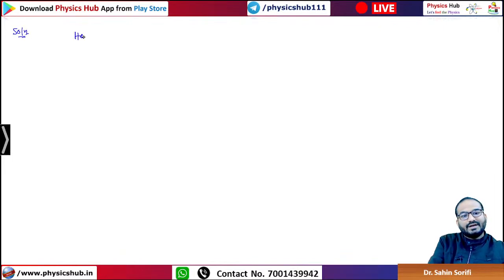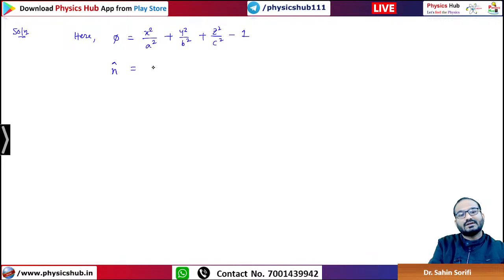So here, what is phi? Phi is x square by a square plus y square by b square plus z square by c square. The 1 was on the right side, we are taking it on the left side, so it becomes minus 1. In this way, phi is defined. Once phi is defined, we can easily calculate n cap, that is grad phi upon modulus of grad phi. This kind of problem may come in your examination.